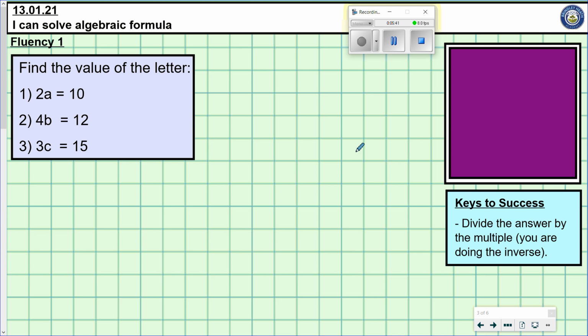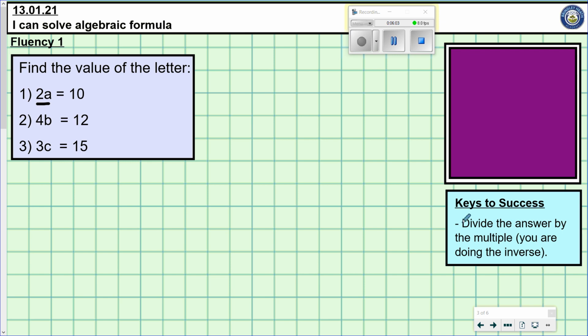So first of all, I've got a question. 2a equals 10. And the question says find the value of the letter. So I want to find out what A is. Remember, when we've got a number next to a letter like that, 2A, that means 2 lots of A. So I've got 2 lots of something equal 10.